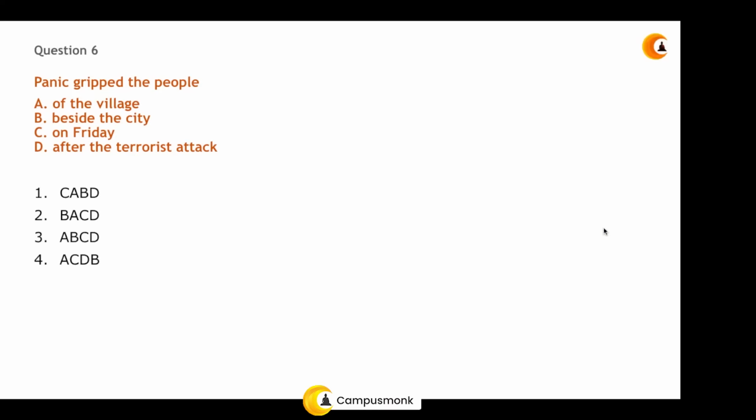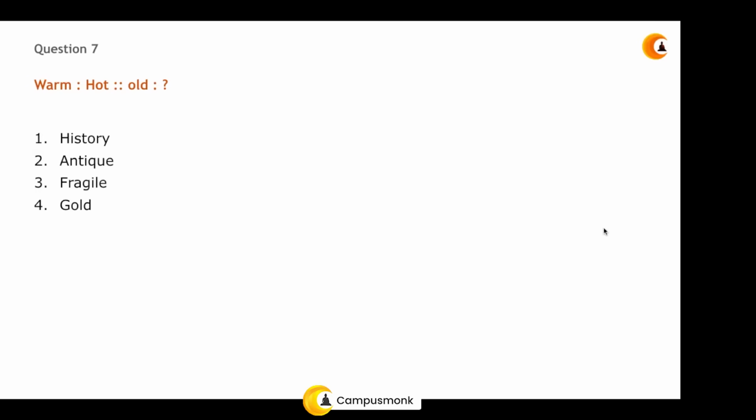Alright, so moving on to the next question. I'll give you 30 seconds again. You have to understand the relation between warm and hot. So what will be old? It's said like warm is to hot, then old is to dash. So you have to say what old is to. But before that you have to understand the relationship between warm and hot. Alright, so time is up.